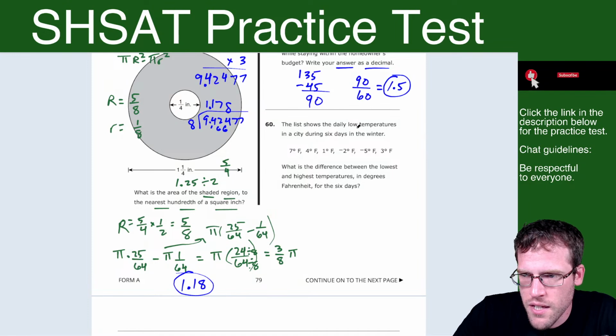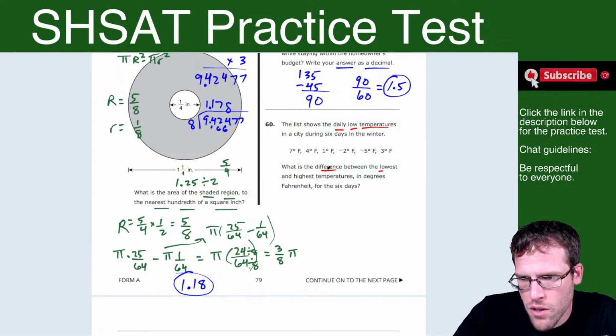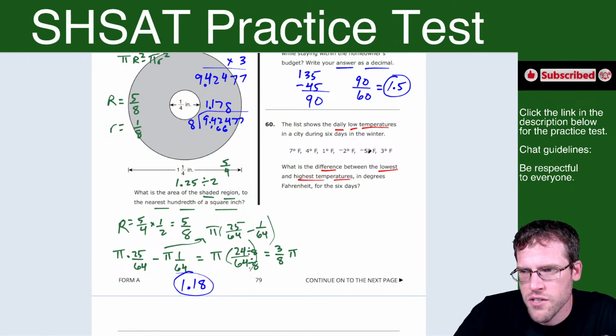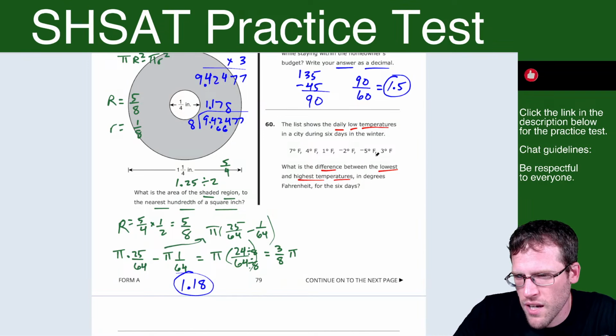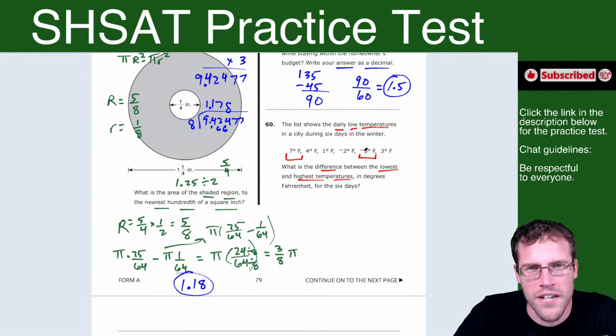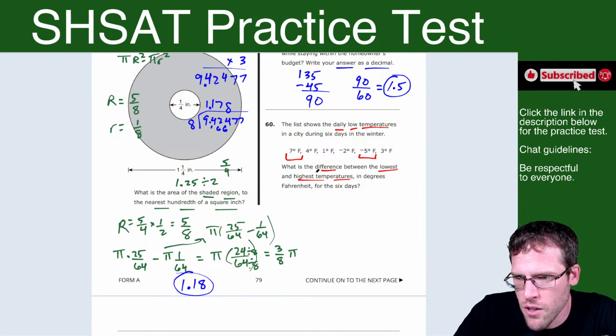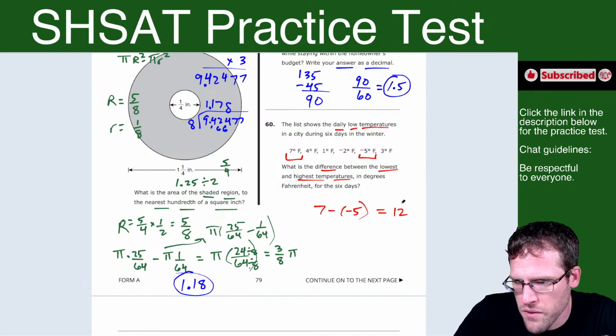The list shows the daily low temperatures in a city during 6 days in the winter. What is the difference between the lowest and highest temperatures in degrees Fahrenheit for the 6 days? Okay, so find the smallest number in the list, it's -5. This is the kind of question I probably get wrong, because it's like a word search and I'm just like, oh, that's annoying. So what is the difference between the lowest and the highest? Well, 7 minus -5. 12.